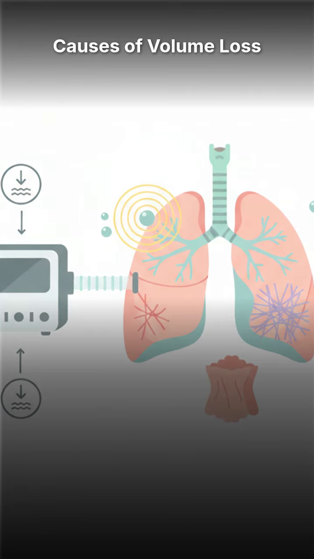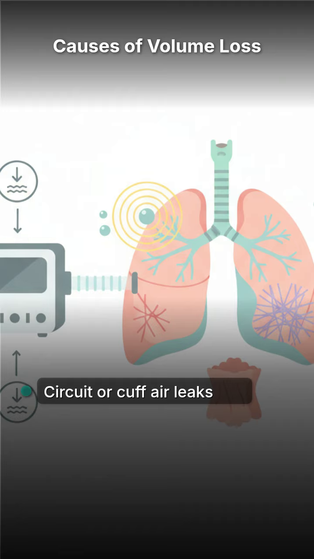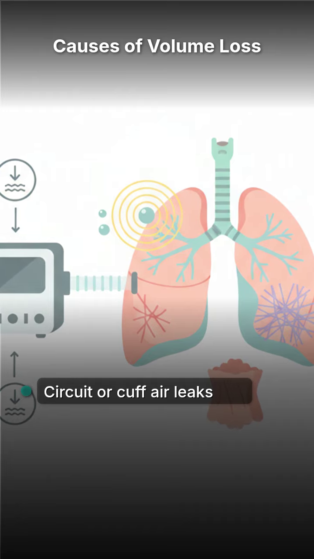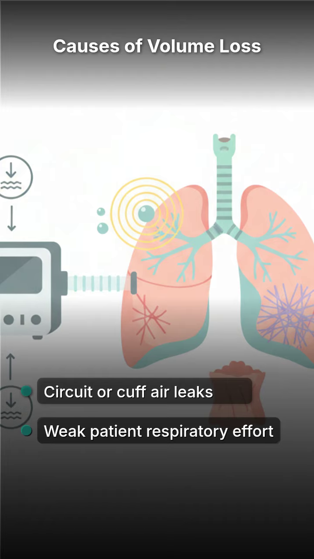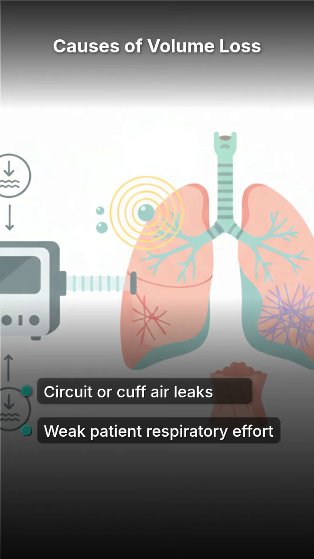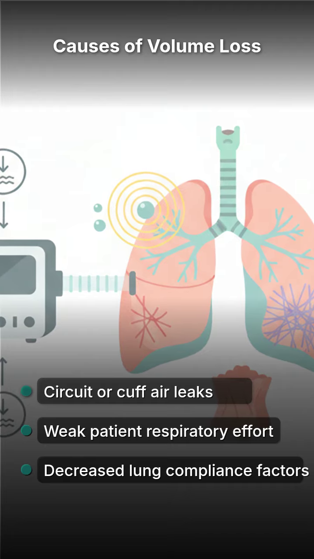This alarm signifies that the delivered breath volume is lower than expected due to physiological or mechanical factors. Common causes include air leaks in the ventilator circuit, a deflated ET tube cuff, or weak patient inspiratory effort. Furthermore, poor lung compliance or high airway resistance can physically block the air from entering the lungs.